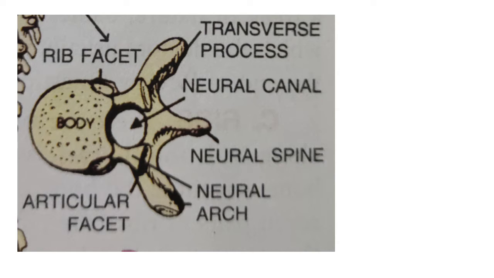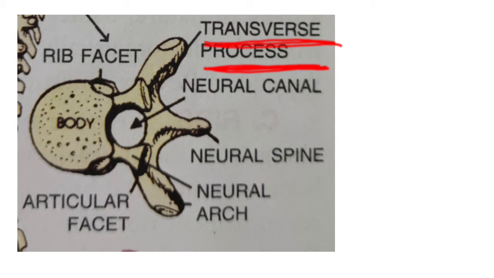Now your neural arches join together, and at the points where they meet, they form a longitudinal ridge projecting upward. That longitudinal ridge is known as the neural spine, and from your neural arches, as you can see in this figure, arise two sidewise projections. That is referred to as transverse processes.